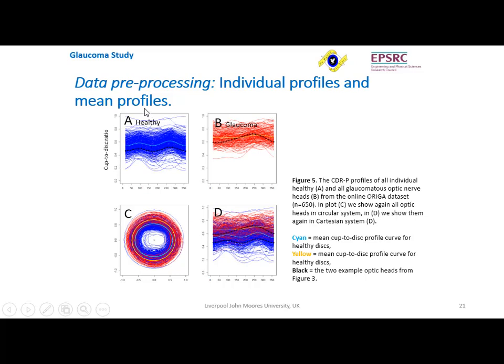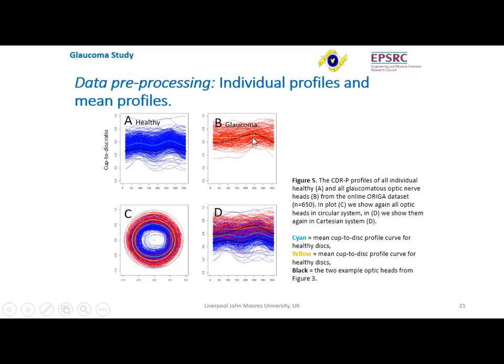Why is that? It's because people are born with different sizes of optic discs, and those who have large optic discs naturally have larger cup to disc ratios, am I right? Therefore they are going to be on top here, and those who are born with smaller optic discs will be here, okay?